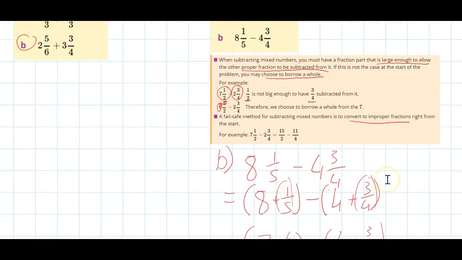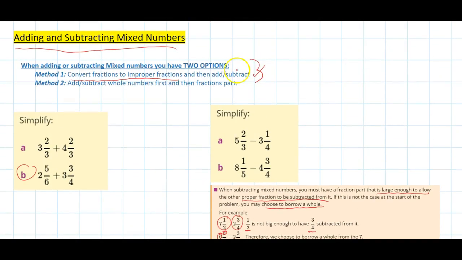So that's how you do addition and subtraction with mixed numbers. Make sure you know the two methods, and always remember to simplify at the end.